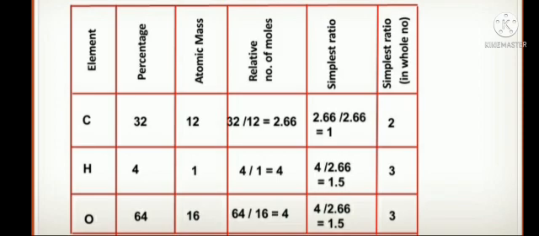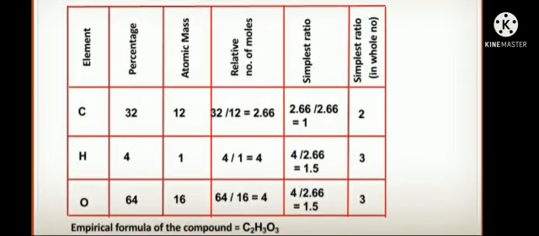So, in the fifth column, we calculated simplest ratio. The simplest ratio for carbon is 1. The simplest ratio for hydrogen is 1.5. The simplest ratio of oxygen is 1.5. Hence, the simplest ratio value is 1, 1.5 and 1.5. The simplest ratio obtained in the above step are not whole number. Then they may be converted into whole number by multiplying by the suitable smallest number.